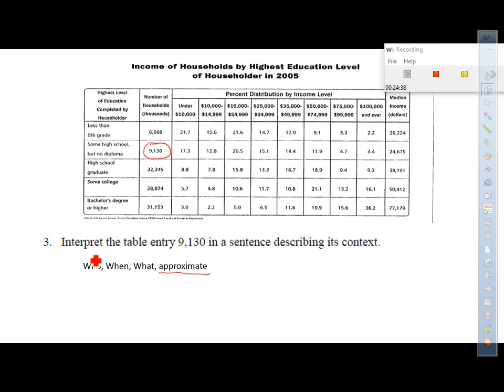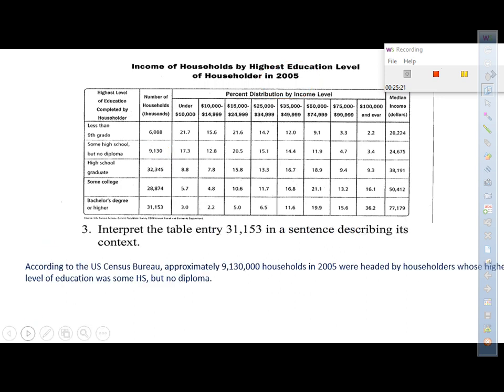I need to say who said it, when they said it, and what they are talking about. So notice the year up here, 2005. Here's what a form of a sentence could look like. I had to blow this up.